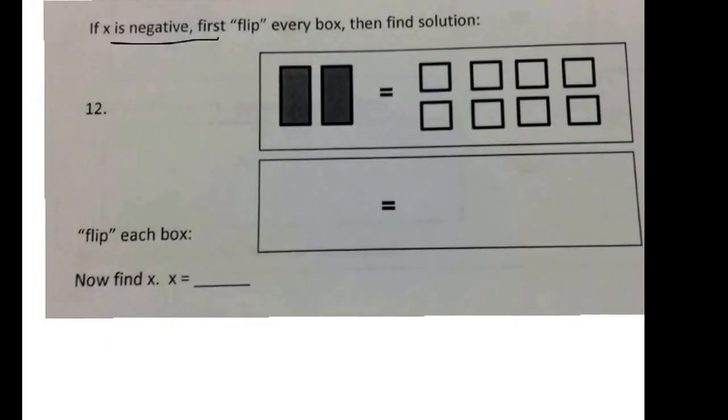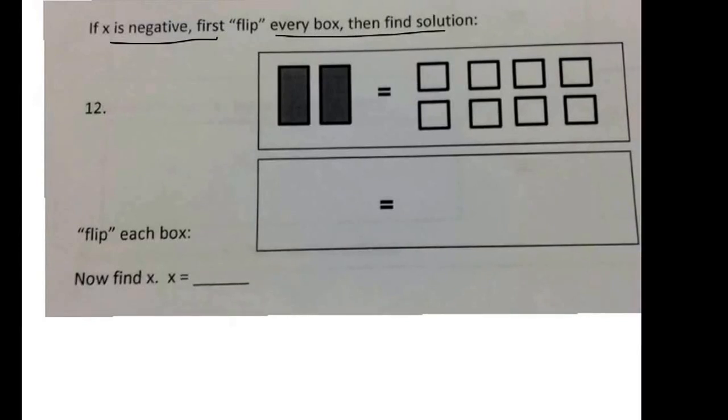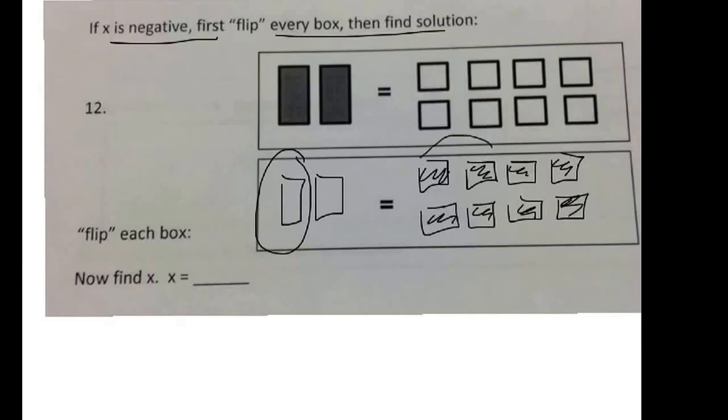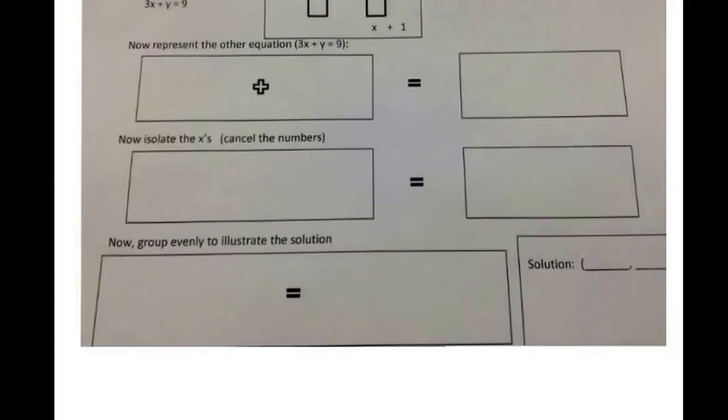If the x's are negative, we have to flip every box on the other side to find the solution. So we flip these to be singles, and we're going to flip these. And when we flip them, they're no longer clear boxes, they're colored in boxes, which makes them all negatives. And that's really what happens when you change signs anyway. So now I divide this up. There's 1 single equals, or 1x equals 4 of these -1s. So x equals -4. And that's what you do when you get down to the very end and you're trying to figure out the solution to one of the problems.